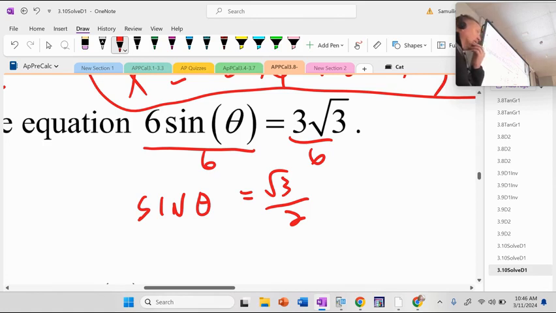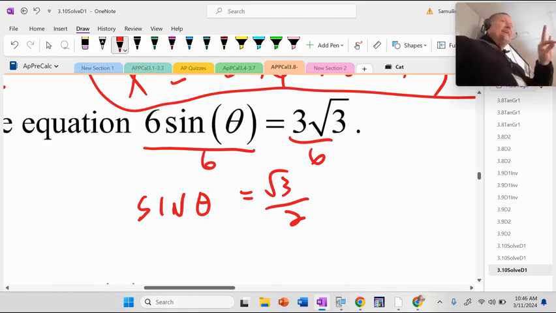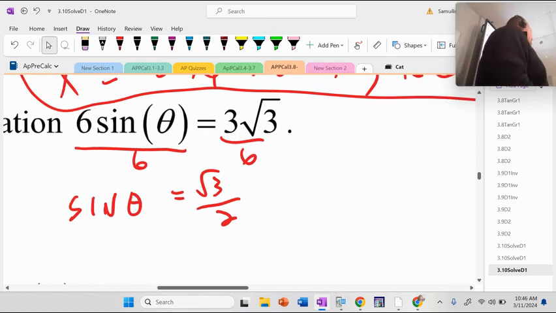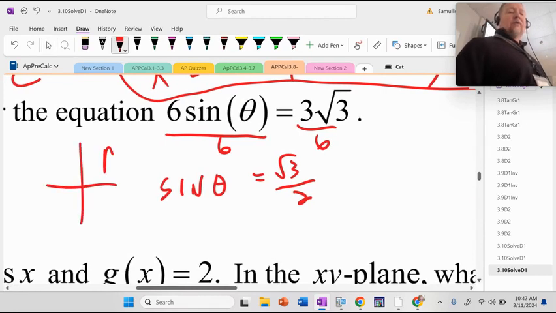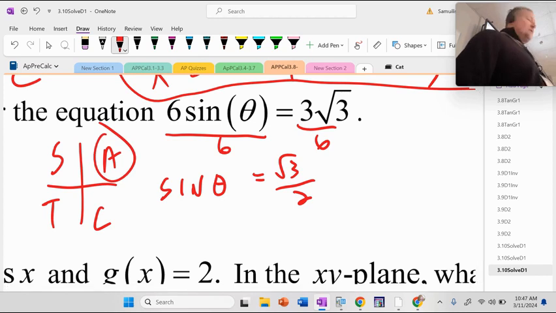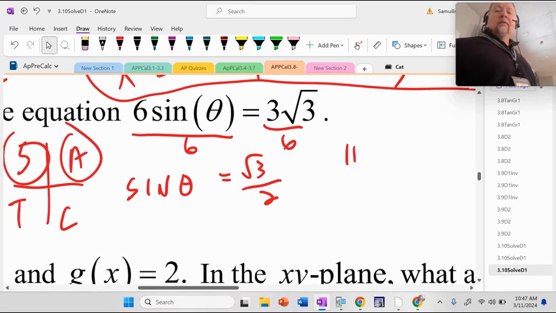Which one is it? I'm sorry, wrong. Pi over 3, that's why you're looking at me weird. Pi over 3 or pi over 6? It's pi over 3 because the pi over 6 is our half. Sine of a 30 is a half, so this is sine of a 60. A 60 is pi over 3. And then where is sine positive? What quadrants? ASTC, which quadrants? 1 and 2. So I have the pi over 3 in 1 and the pi over 3 in 2.